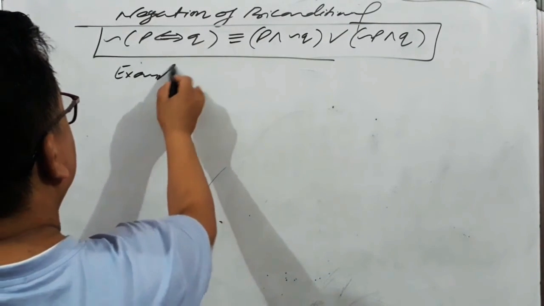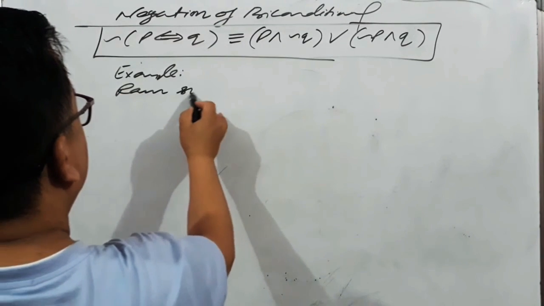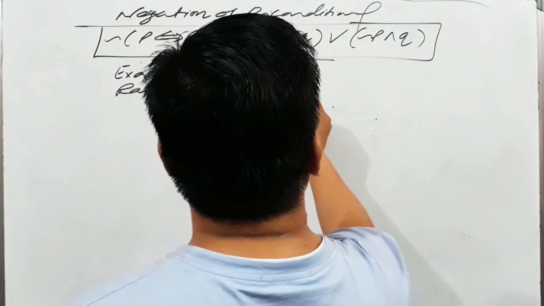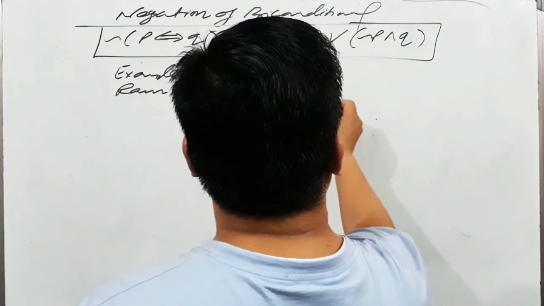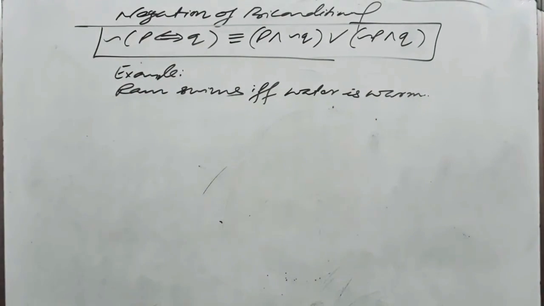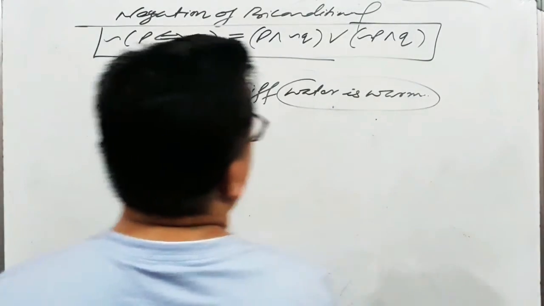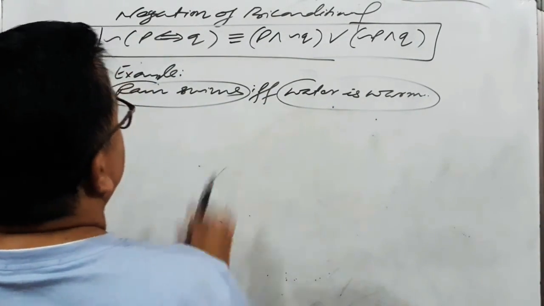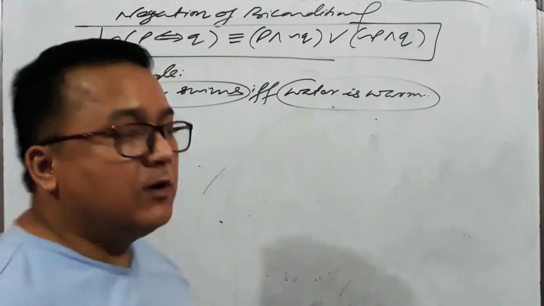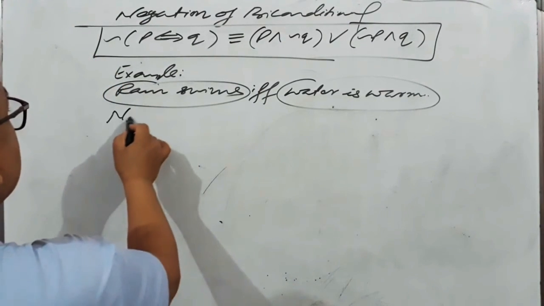Example. A simple example again. Ram swims if and only if water is warm. Any statement you can take. This is P and this is Q, and here the phrase is if and only if, so by this word we know this is a biconditional statement. So how do we write down the negation?